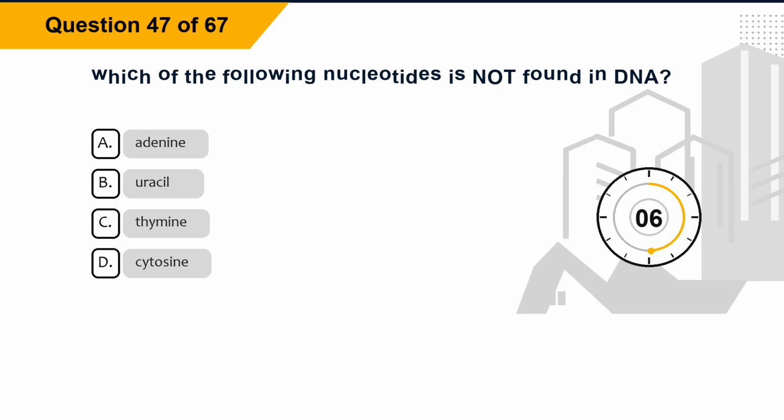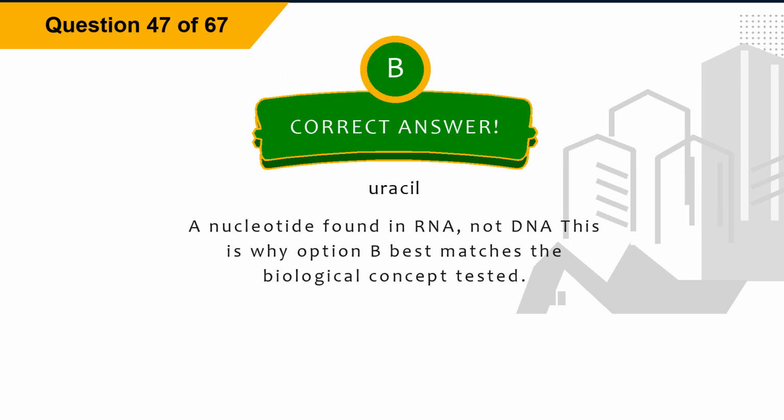Option A, adenine. Option B, uracil. Option C, thymine. Option D, cytosine. The correct answer is option B, uracil. Explanation. A nucleotide found in RNA, not DNA. This is why option B best matches the biological concept tested.